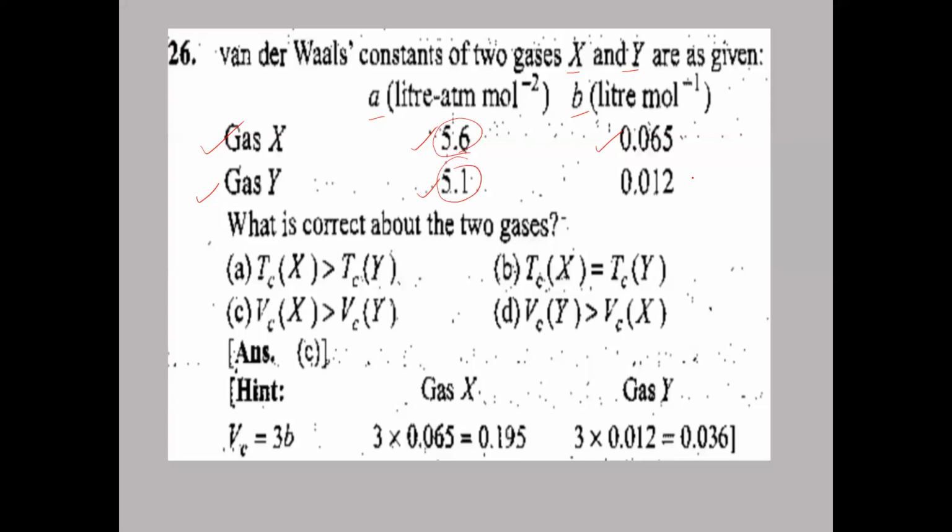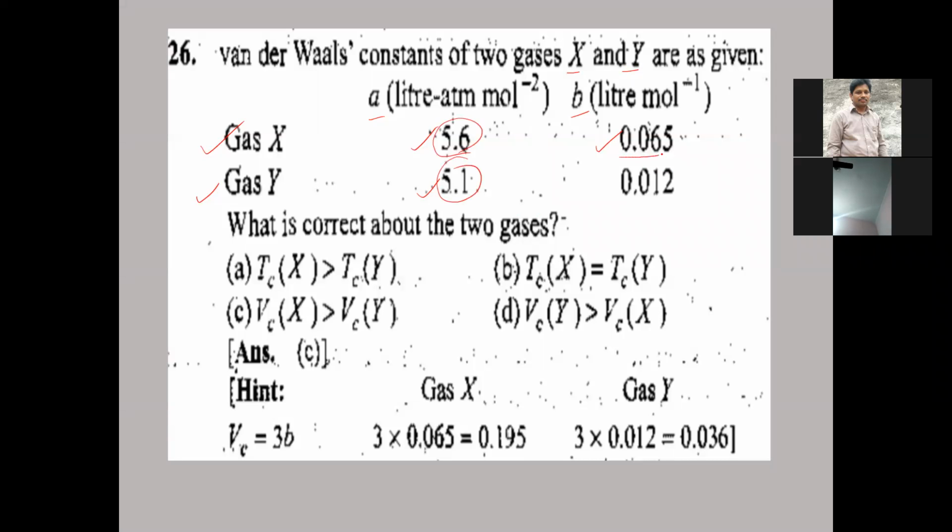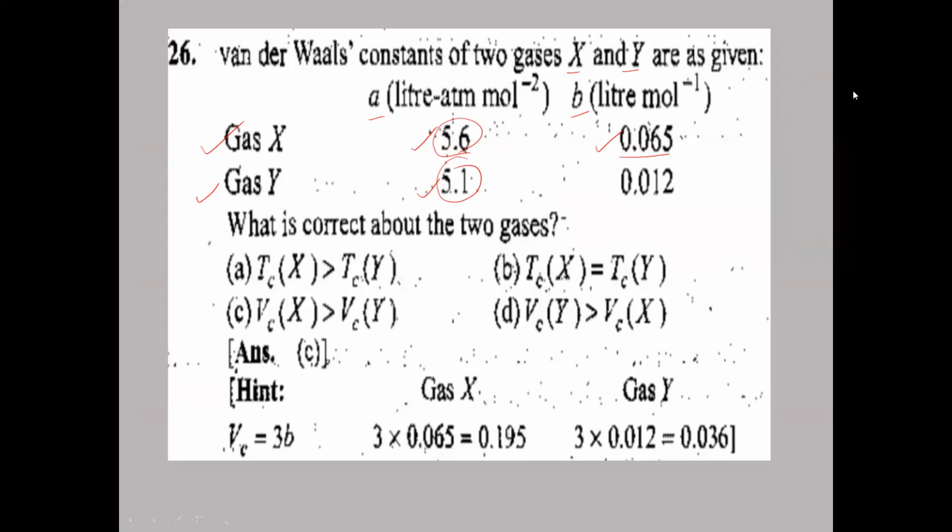So next, the B value, check it here. 0.065 is given for X, and for Y, what is this here? 0.012. So 0.06 is greater than 0.01. That's why X has more B than Y, and X also has more A than Y. Now what do they ask here? These are all the given data. What is correct about the two gases?